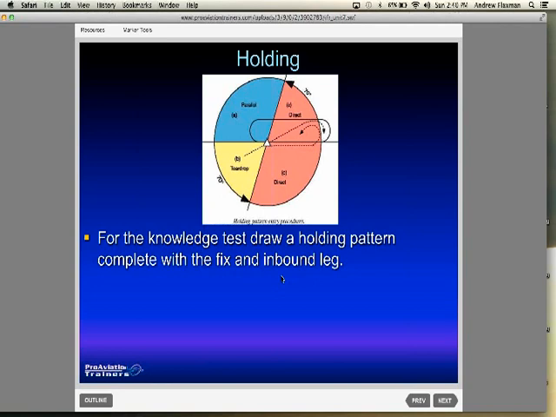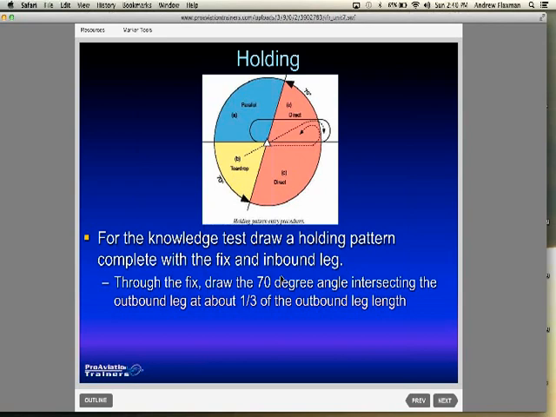For the knowledge test, draw a holding pattern complete with the fix and inbound leg. Through the fix, draw the 70-degree angle intersecting the outbound leg at 1/3 of the outbound leg length. You can do this to draw this line, if that helps you denote between direct, teardrop, and parallel. Based on what it looks like, it should be pretty straightforward and common sense as to which way you should be entering the hold.